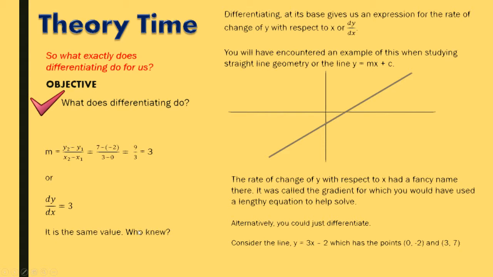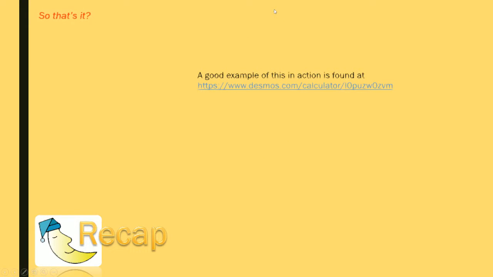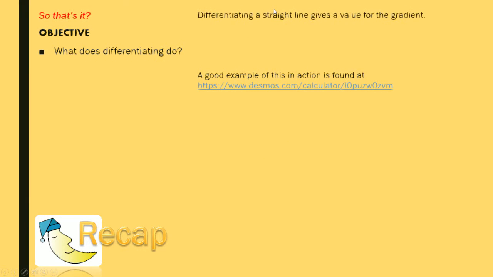In many cases, people will just look at that expression and know that the coefficient of x gives the gradient, but it just goes to show you that differentiating a straight line graph will give you the gradient the same way as working it from the coordinates. So how does that actually help us? Differentiating a straight line gives you the value for the gradient, which is grand.